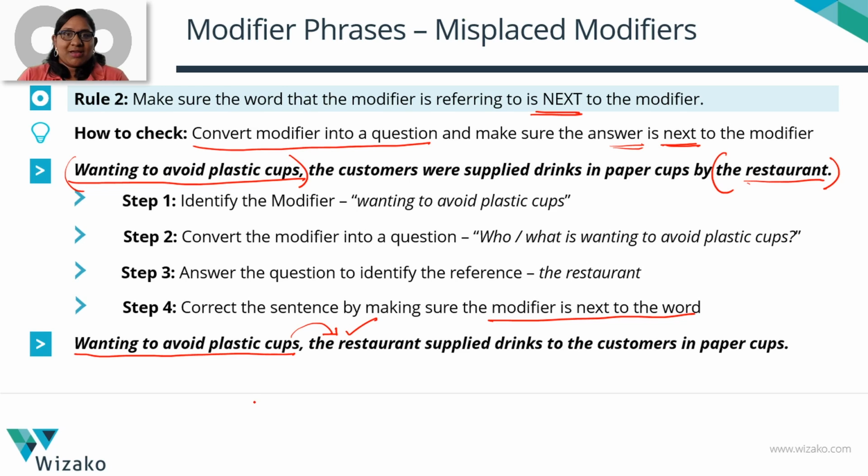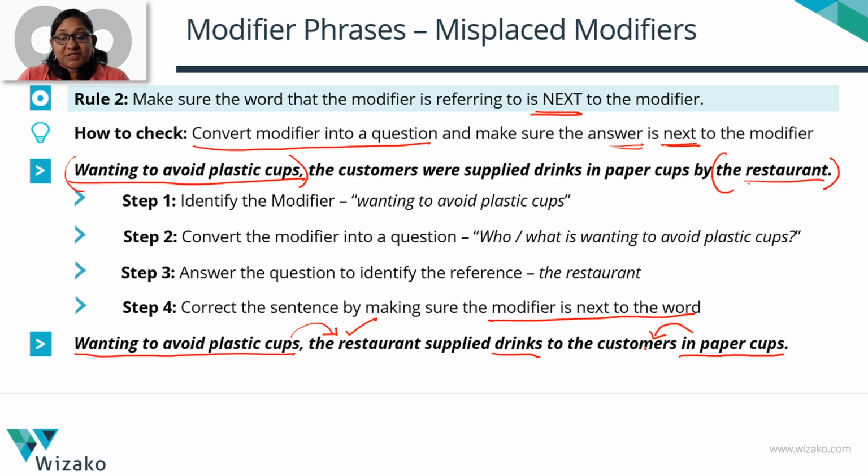But wait a minute. Read the sentence again towards the tail end, a little bit more carefully. Wanting to avoid plastic cups, the restaurant supplied drinks to the customers in paper cups. There's a slight difference in construction here from the original sentence. In paper cups is also a modifier in the sentence. So let's check whether in paper cups is being used correctly. Convert into a question. Who or what is in paper cups? The drinks. But is the modifier next to the drinks? It's not. As it stands, the modifier is next to the word customers.